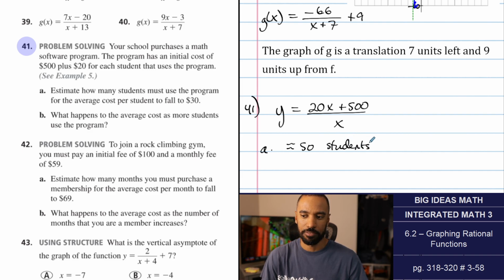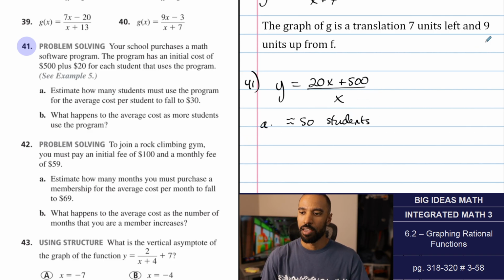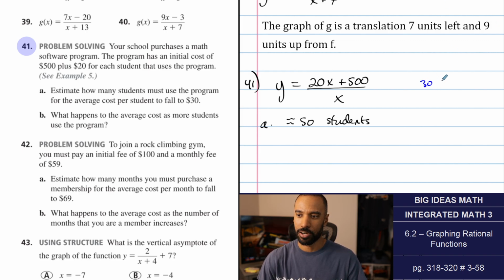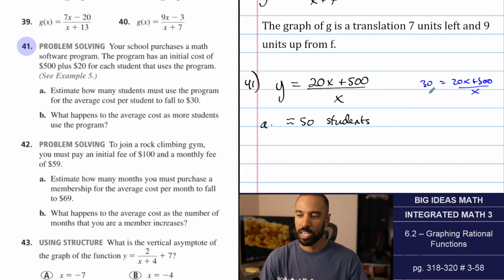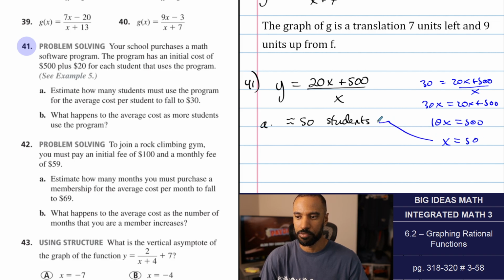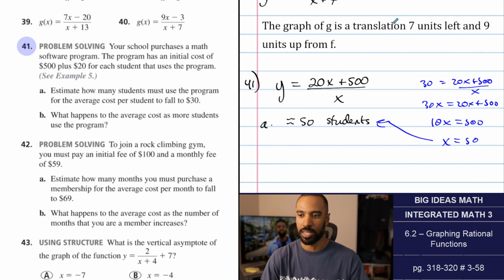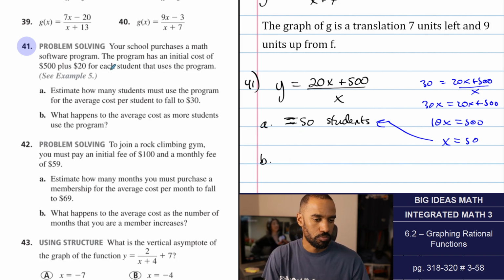I do wonder if they actually wanted us to use that or not. If I substitute 30 for y here, here's what happens. Multiply both sides by x, right? That's where we begin. We get 30x equals 20x plus 500. Subtract 20x, you get 10x. Divide by 10, you get x equals 50. So, yes, 50 students. It's not even approximate. But they said estimate, so I think they mean use the graphing calculator. But that's the answer. I was just guesstimating.